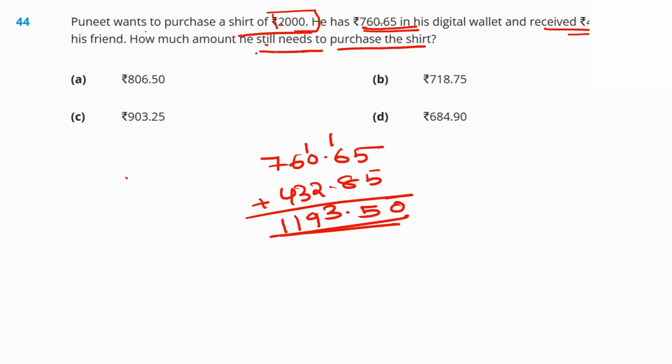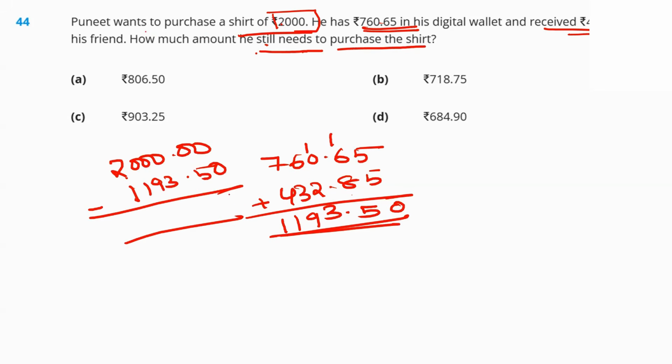He wants to purchase a shirt of 2000. So what is the deficient amount? We need to subtract. 0 minus 0, 0. This becomes 10 minus 5, 5. Since we borrowed, this becomes 9 minus 3, 6. Again, this will become 9 minus 9, 0. This will again become 9 minus 1, 8. 2 will become 1. So 806.50, option A is the answer.